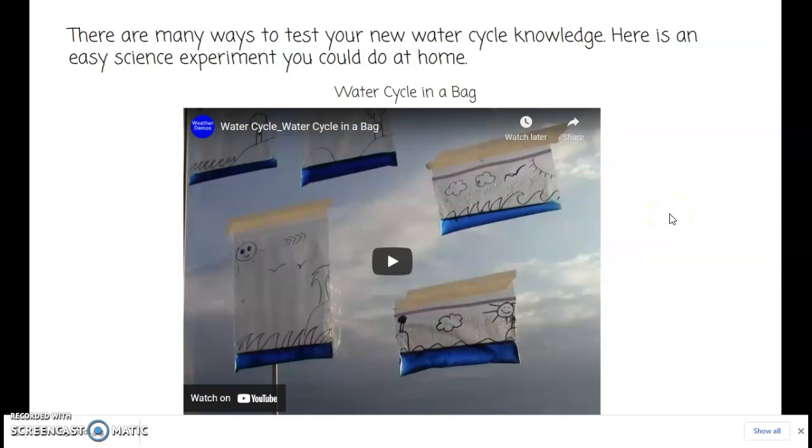So hopefully you have learned a little bit about the water cycle today, and here they are going to try and show how they can make it rain. So enjoy, and I will see you next time.